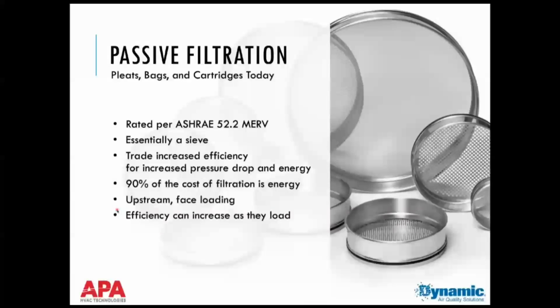So looking at filtration, passive filtration, which is what's in most systems, is rated here in North America with ASHRAE 52.2, which gives you a MERV rating. A passive filter, slight oversimplification, is basically a sieve. It's a mechanical filter, as they call it. So you're trading efficiency for pressure drop and energy. And actually, most of the cost of filtration is in fact energy, right? It's not the cost of the thing, it's the cost of the energy the fan uses to push the air through the thing. The passive filter will tend to load on the upstream side. It'll tend to increase in efficiency as it loads.